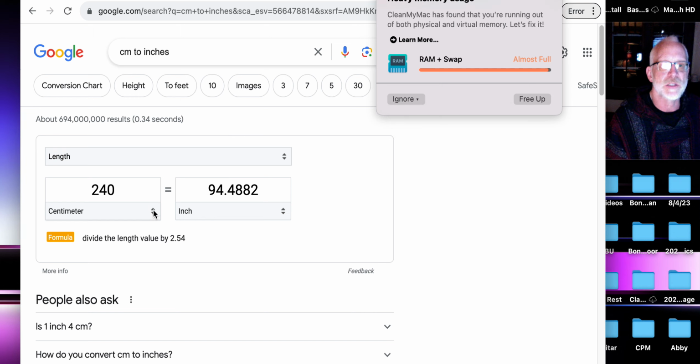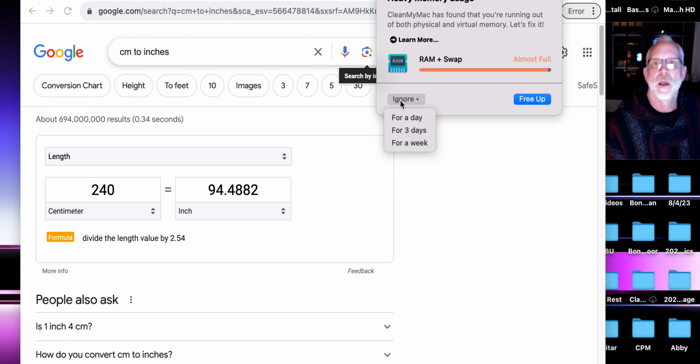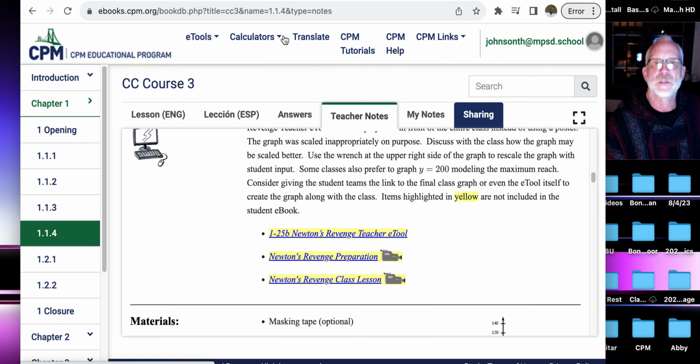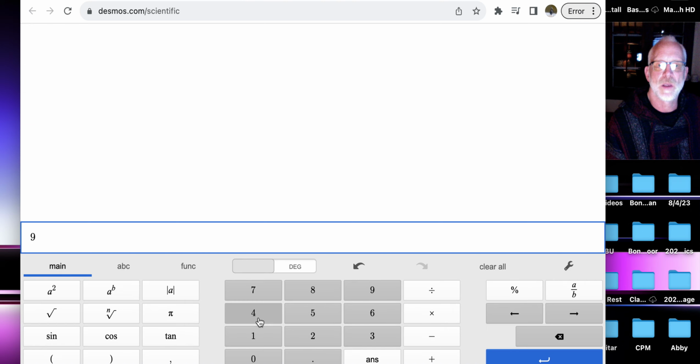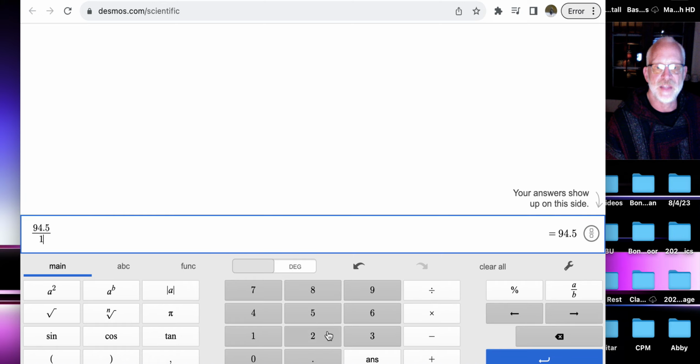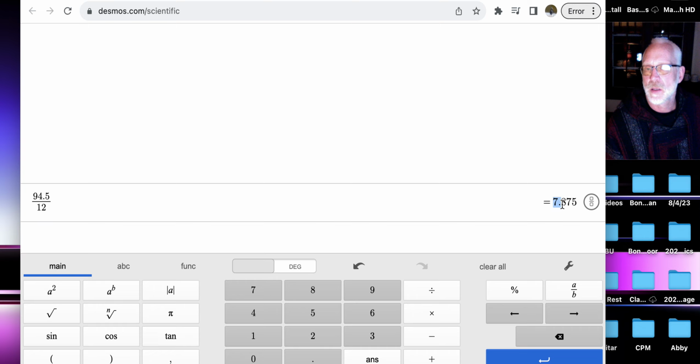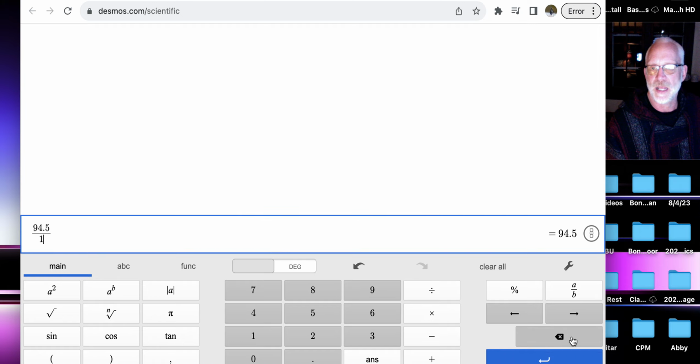All right, so now let's go inches, or let's divide that by 12. So 94.5 inches divided by 12. So I can go into here and go into Tools, Calculator. I'm going to go 94.5 inches divided by 12. That should give us how many feet? Oh, wow. Seven feet, 0.875. So 0.875 times 12.